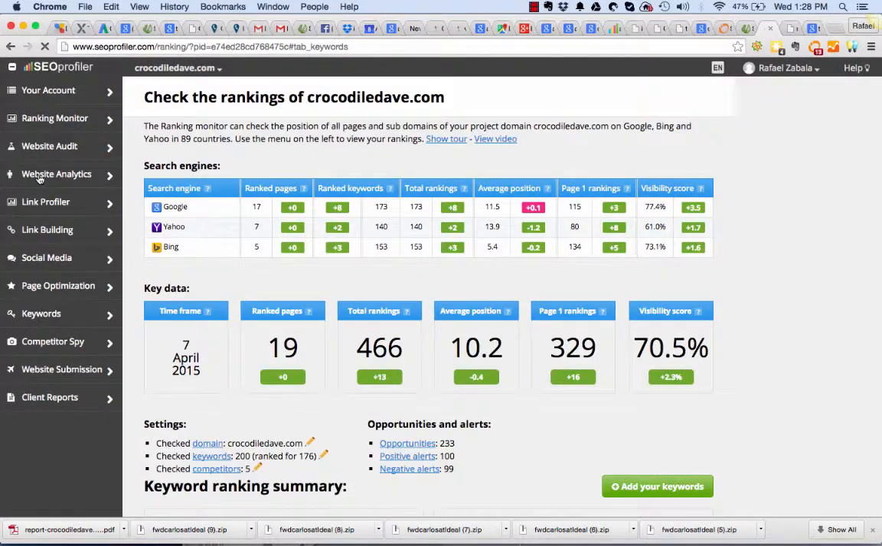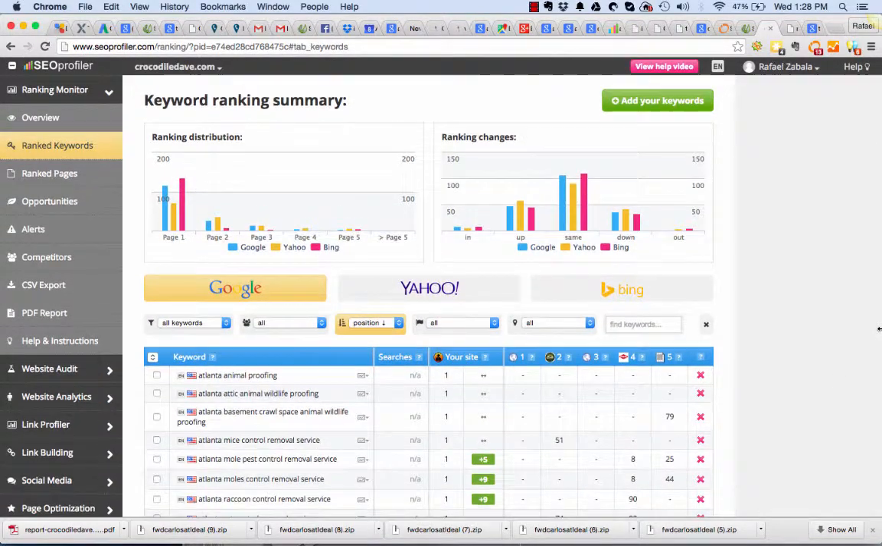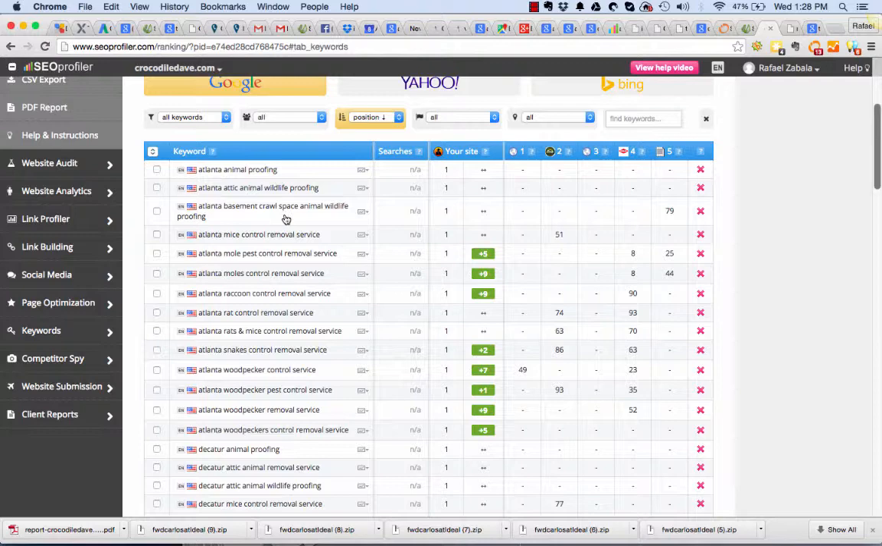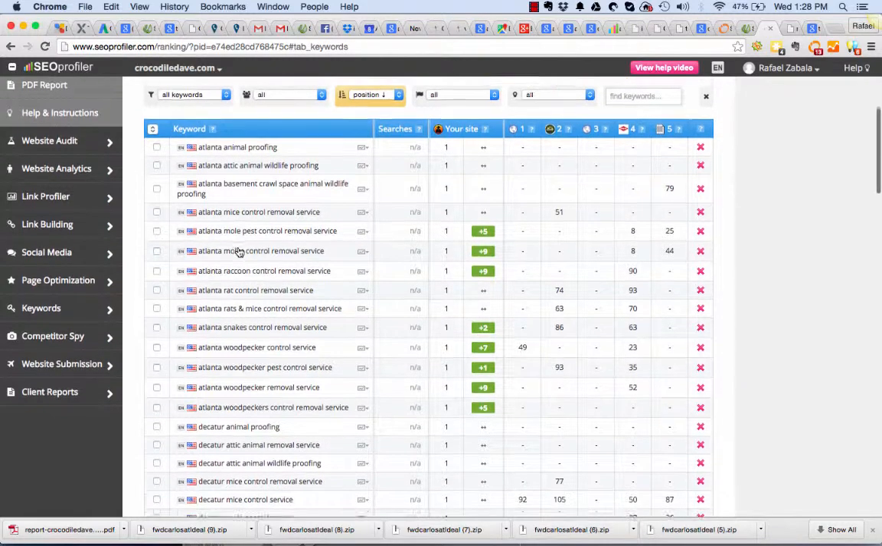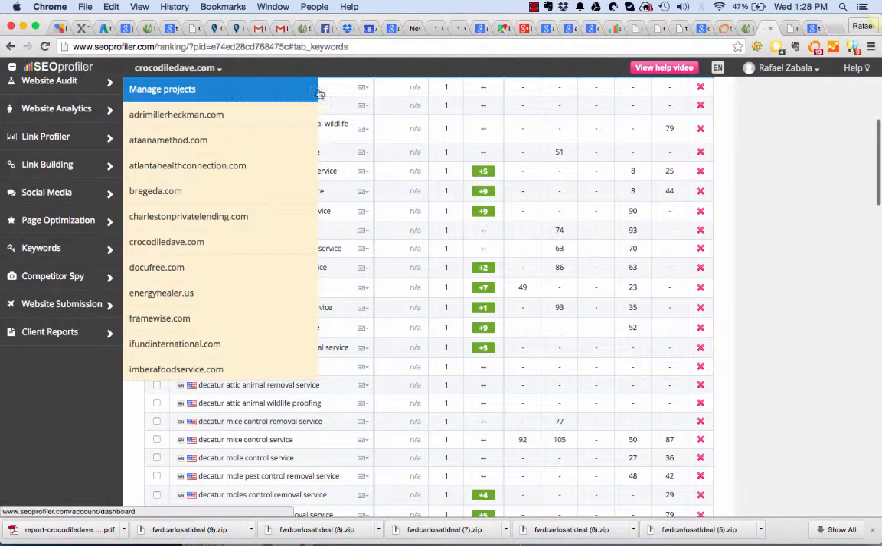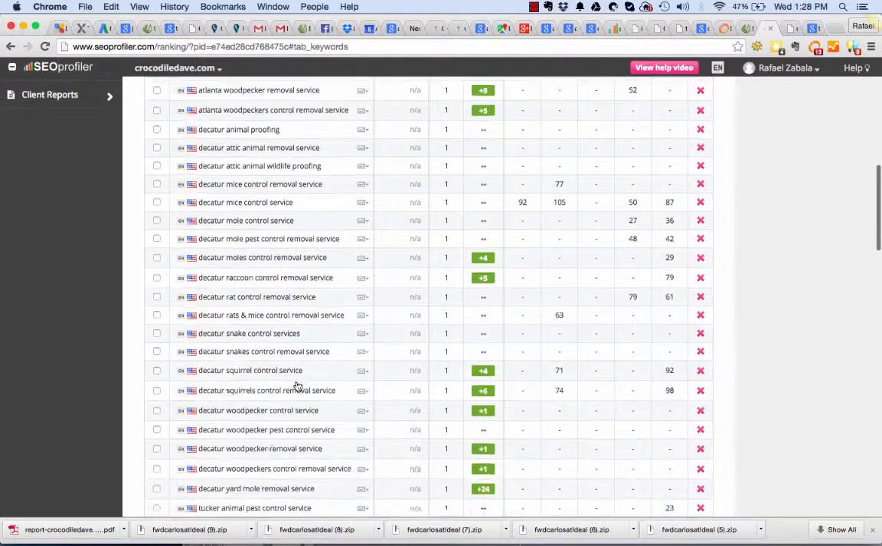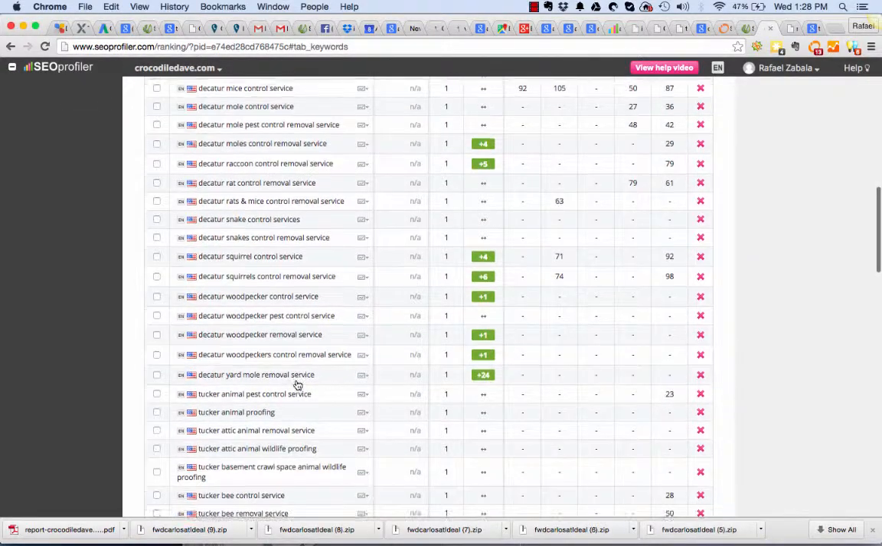They have 321 page one rankings, and including number one, all of these number one rankings for all these keywords. Now that was a Tucker keyword I was showing you, but here's for Atlanta keywords and Decatur as well. Here you can see Decatur animal proofing, Atlanta animal proofing. And you can just see all of these types of keywords.